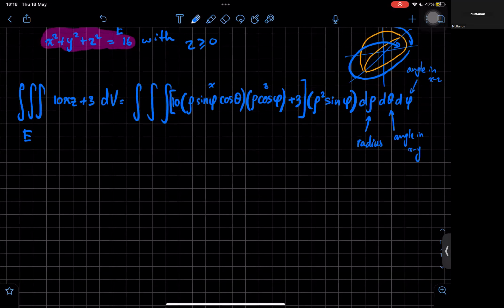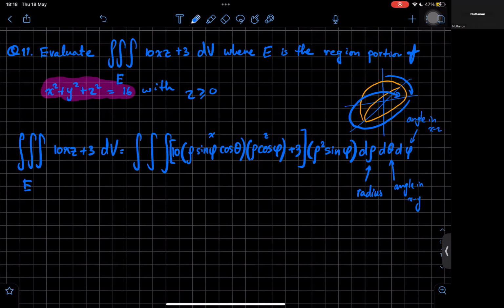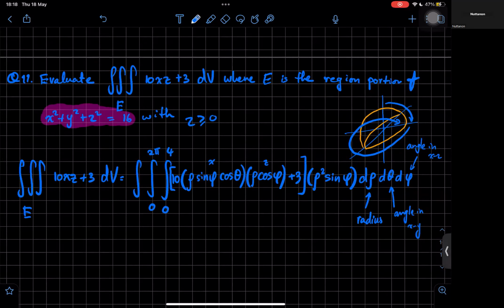Okay, so in this case, the radius of this sphere is 4, so rho is from 0 to 4. And theta is the full circle, because we want the full circle, so it becomes 0 to 2 pi. And phi, we take just half of the circle because we want from the top down to z equal to 0. So phi is from 0 to, not 2 pi, pi over 2. Okay, this is how you do it.